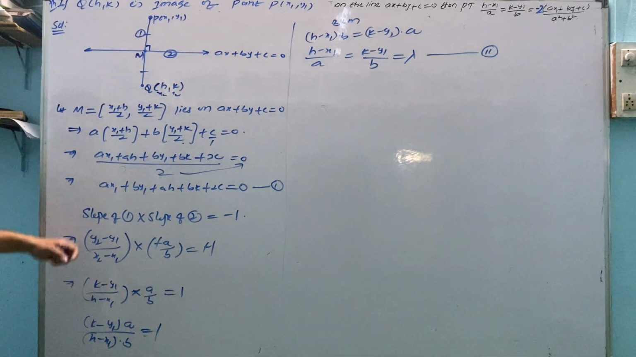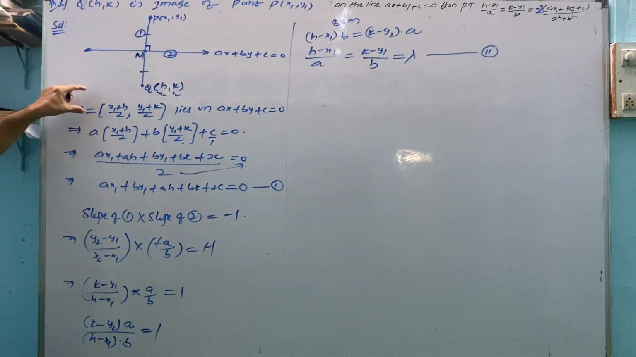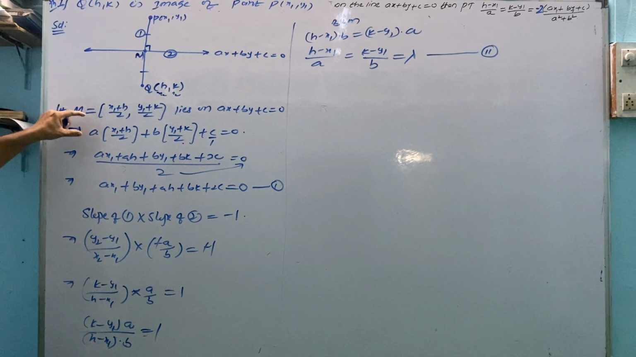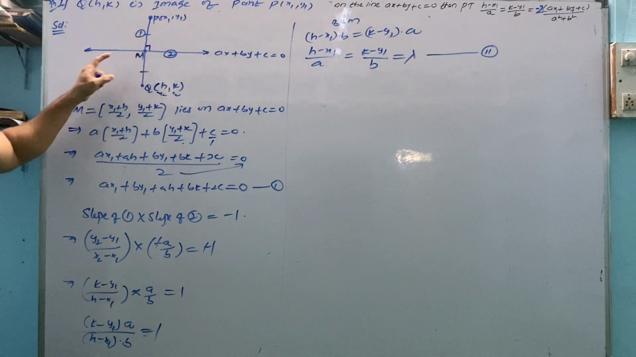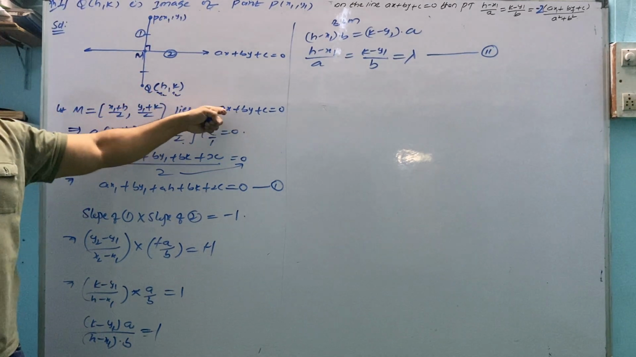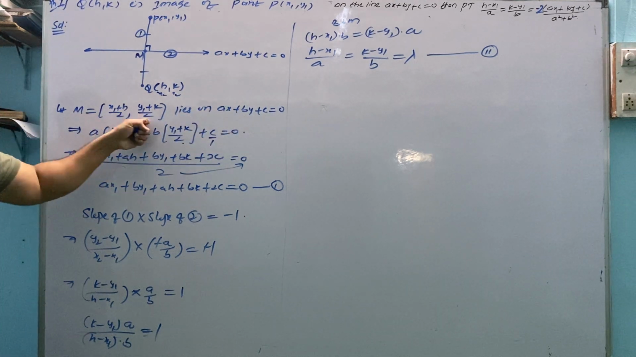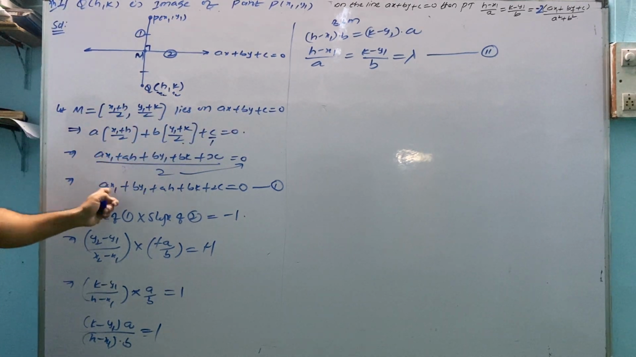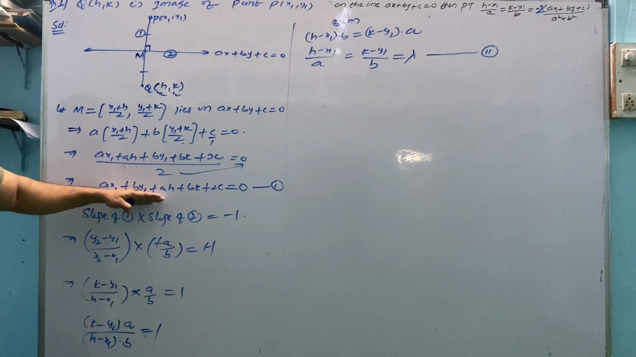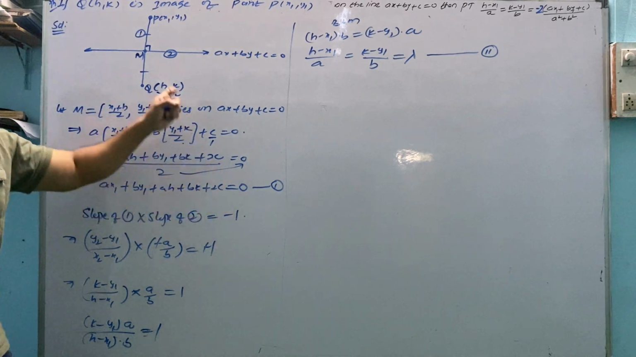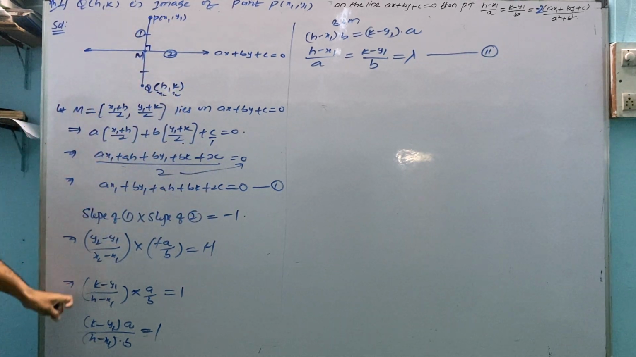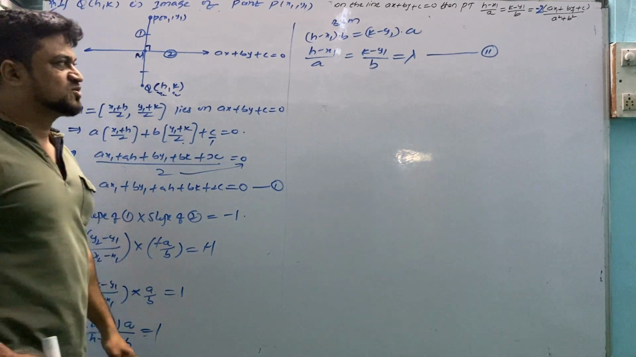See what they have given. First, M lies on the line. We have to find M by taking the formula x1 plus x2 by 2 and y1 plus y2 by 2, because M is the midpoint. This M lies on the line. We have to substitute x and y with these two values. After substituting, take the LCM and get equation 1. Once we got equation 1, leave it. Now what is the process of starting? Lines 1 and 2 are perpendicular, so their product of slopes equals minus 1. Same thing we have to follow which we did in the previous question.